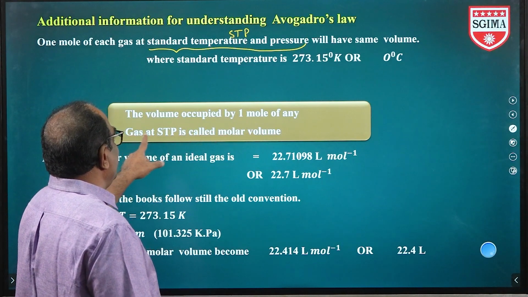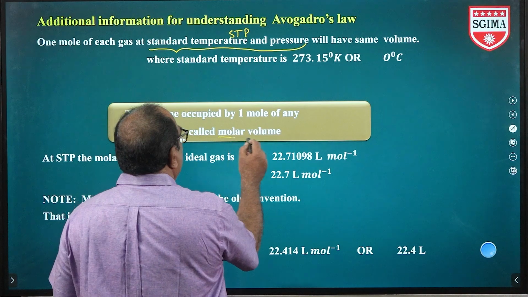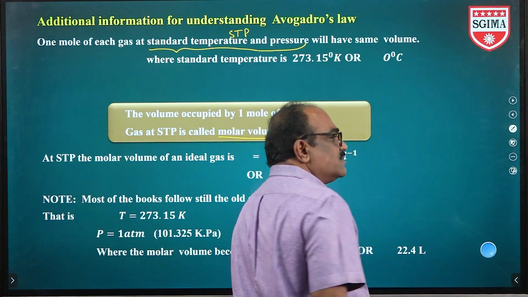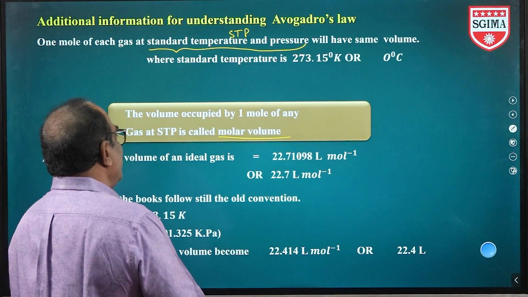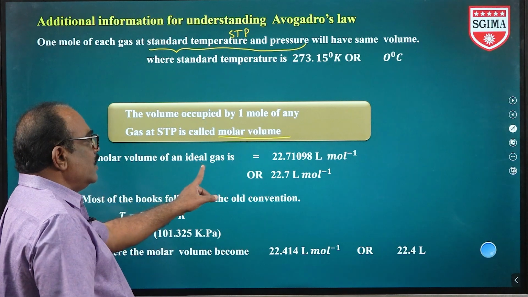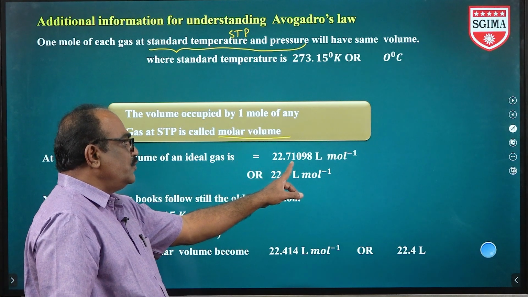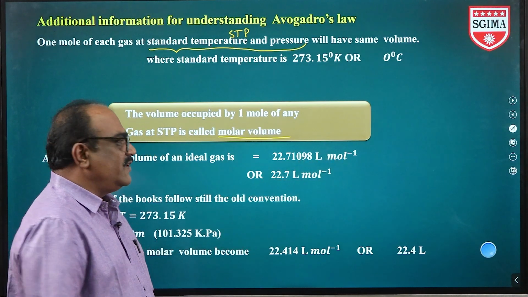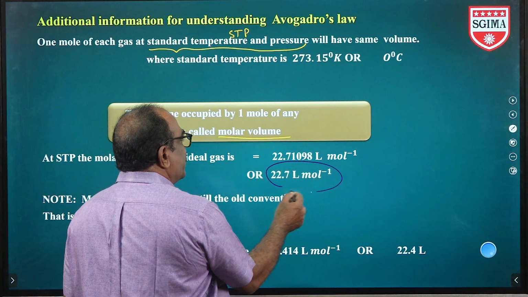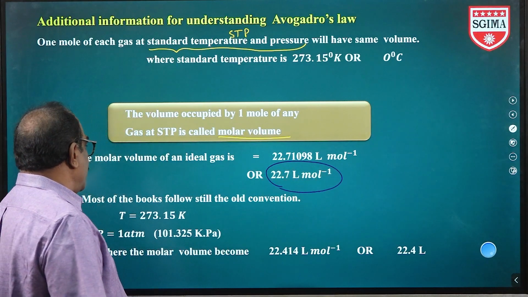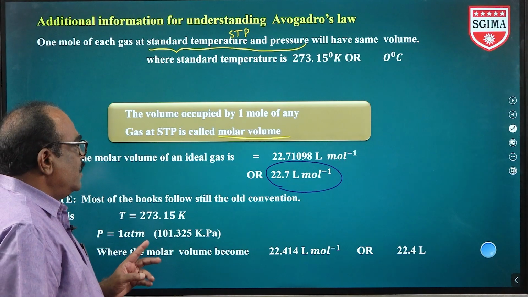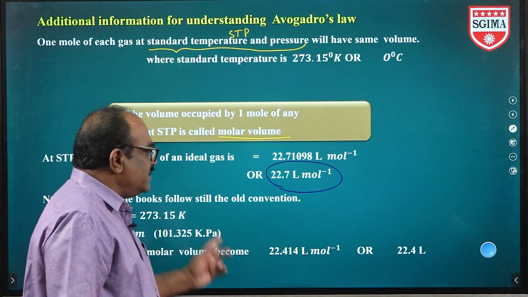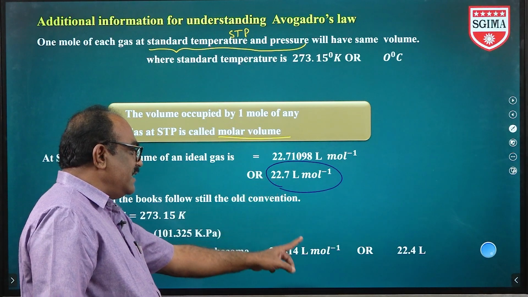The volume occupied by 1 mole of any gas at STP is called as molar volume. So, this is one more important statement we need to remember. What is molar volume? Volume occupied by 1 mole of any substance. At STP, molar volume of the gas is given as 22.710 98 liter per mole. Usually for all the calculations, it will be taken as 22.7 liter per mole.